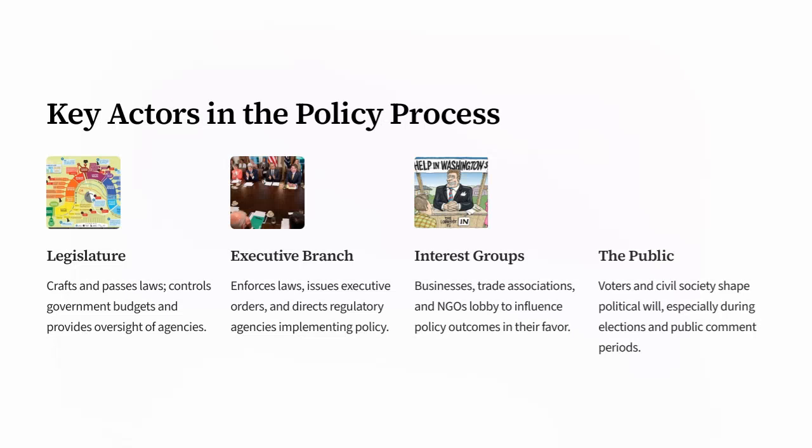Policy is shaped by several groups, each with a distinct role. The legislature creates and funds policy through laws, budgets, and oversight. The executive branch then puts those decisions into practice by enforcing laws, issuing executive orders, and directing regulatory agencies. Interest groups, including businesses, trade associations, and nonprofits, try to influence outcomes through lobbying and advocacy. Finally, the public helps determine political will, especially through elections and opportunities for public comment. Together, these actors shape both the direction of policy and how it is implemented.